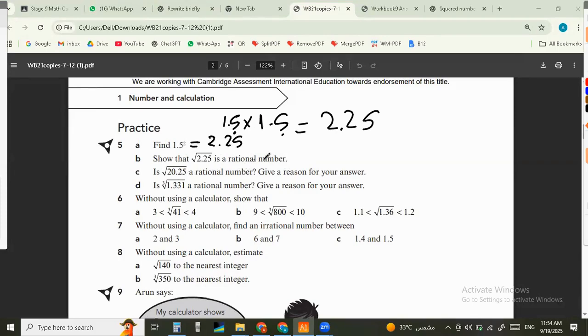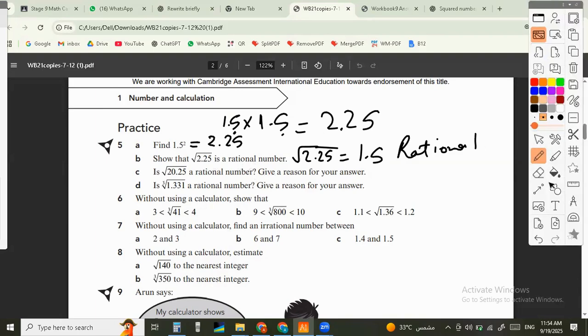Show that the square root of 2.25 is a rational number. I've just done it. Square root of 2.25 is actually the same as 1.5. Yes, 1.5 times 1.5 will give me 2.25. So that's why it is rational. All right, is the root of 20.25 a rational number? Give a reason for your answer.